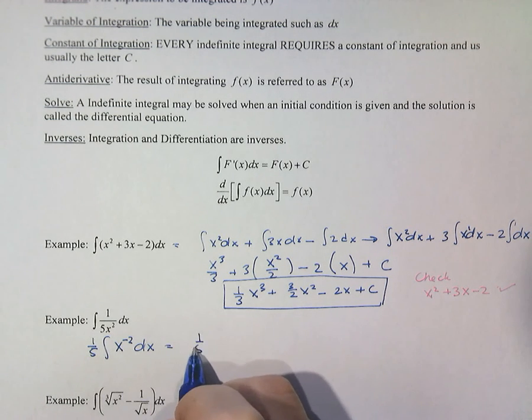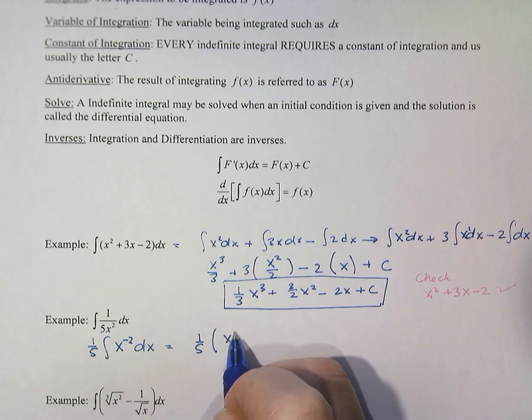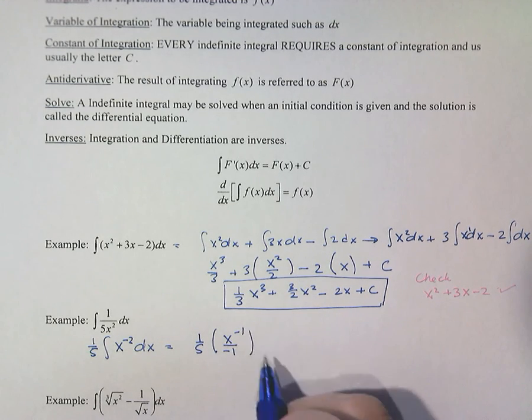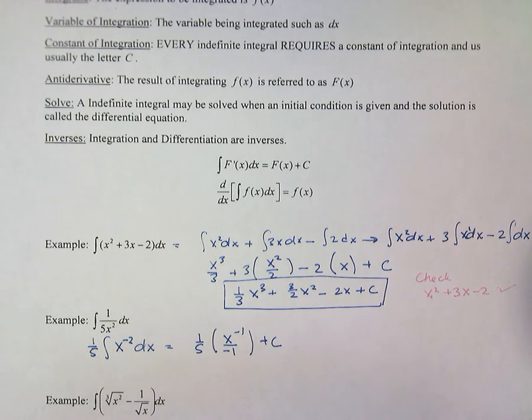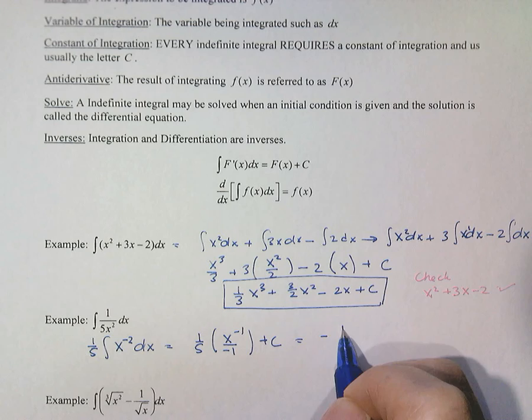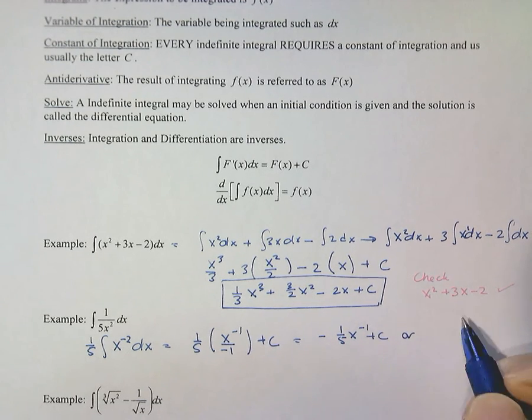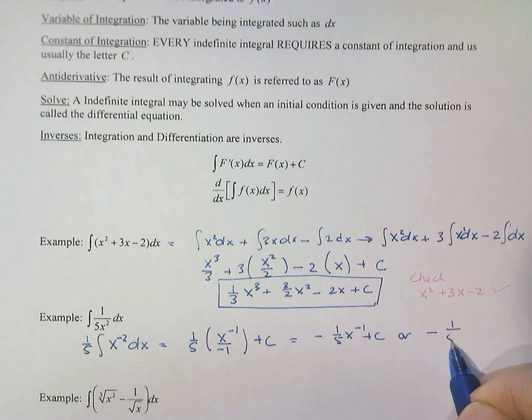So this is going to be 1/5. Add 1 to negative 2 gives me negative 1. And I'm going to divide by that. Right away I'm going to do plus c. So you can leave this as negative 1/5 x to the negative 1 plus c. Or you can do it as negative 1 over 5x plus c.